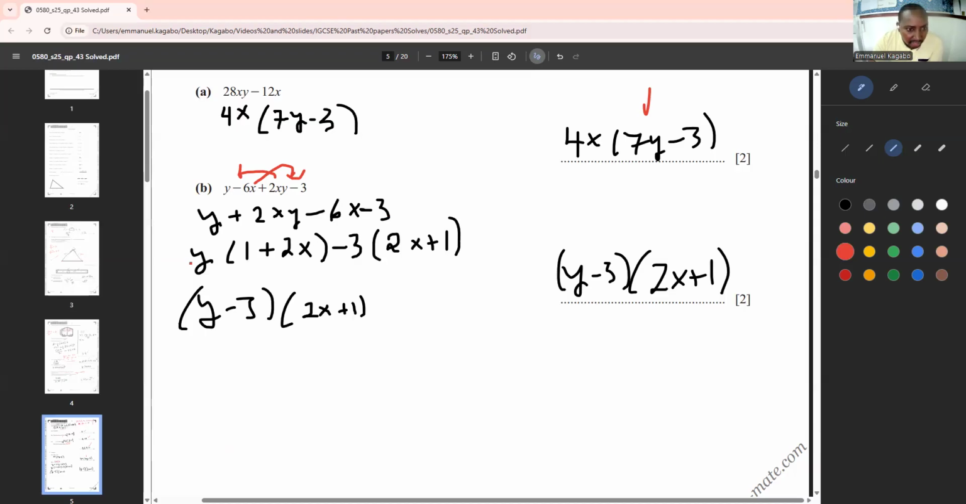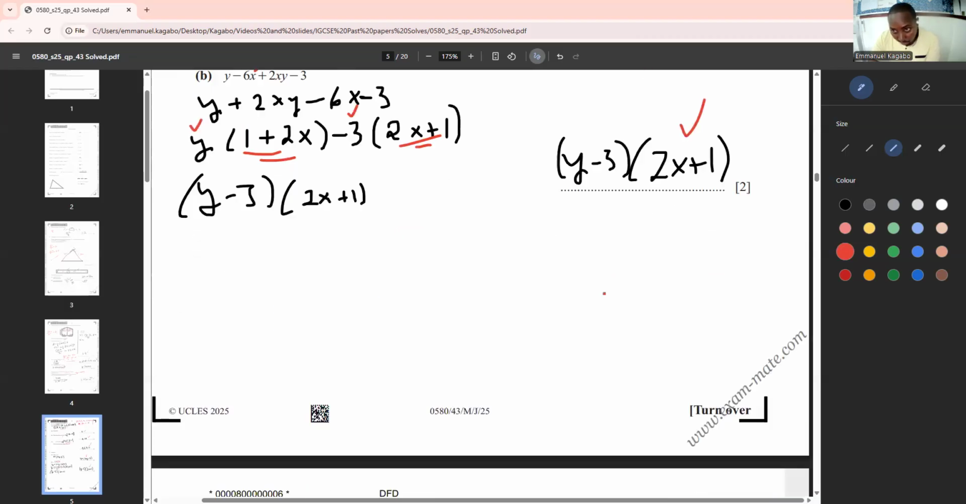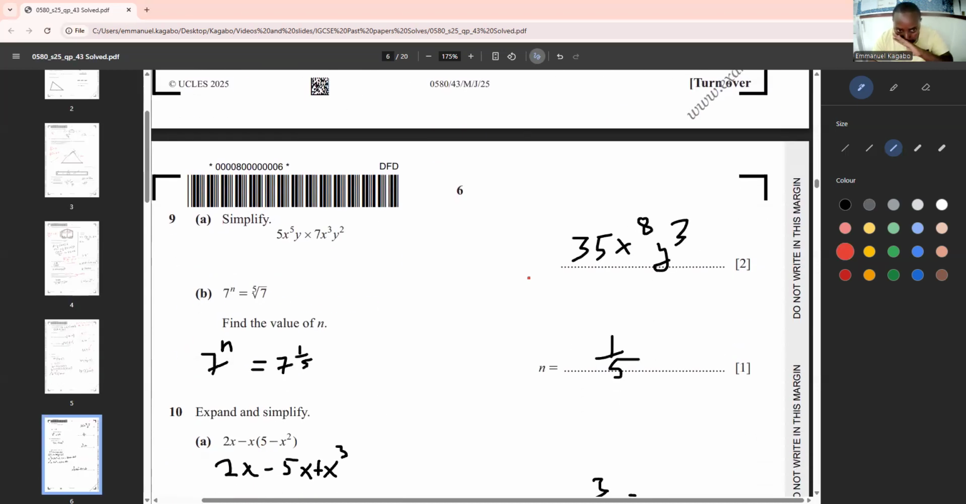So what's the highest common factor here? Will be y, and I remain with that. Here, the highest common factor will be 3, gives me 2x plus 1. Basically, which is the same as that. You see, whenever you're factorizing, what you have in the brackets should always be the same. So this one and this gives me y minus 3. This is the same as that. I write one of them. So that's the answer. I've got 4 free marks in the exam.